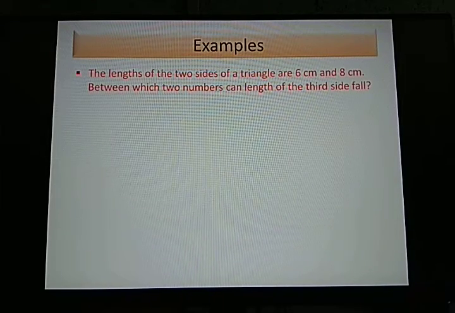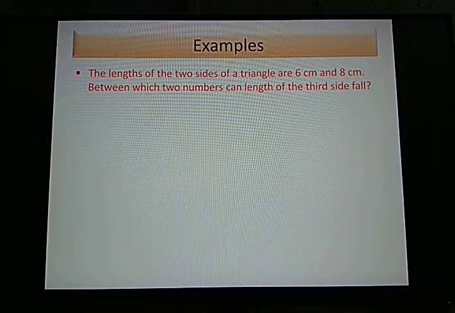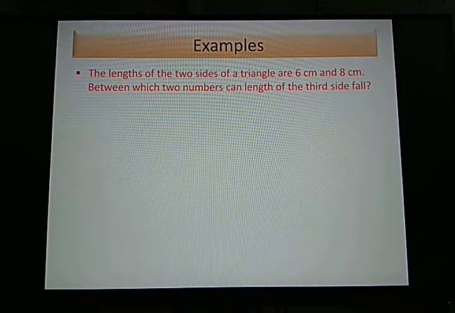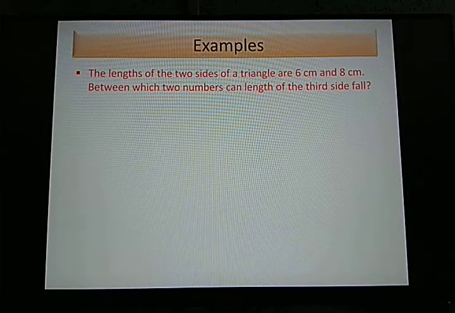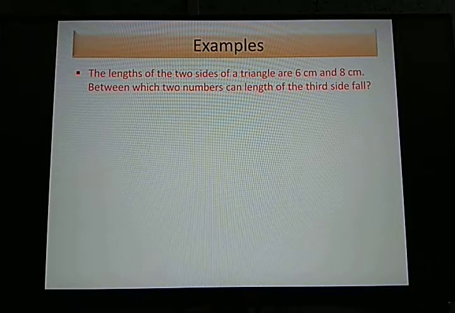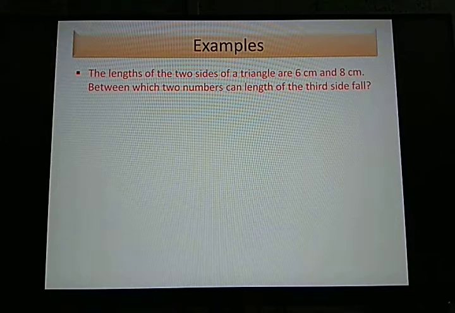Here it is said that the lengths of the two sides of a triangle are 6 centimeter and 8 centimeter. Now between which two numbers can the length of the third side fall? Here we don't know what the third side is. Two sides are given to us. Now we have to find out what possible value the length of the third side could be. So let us see.